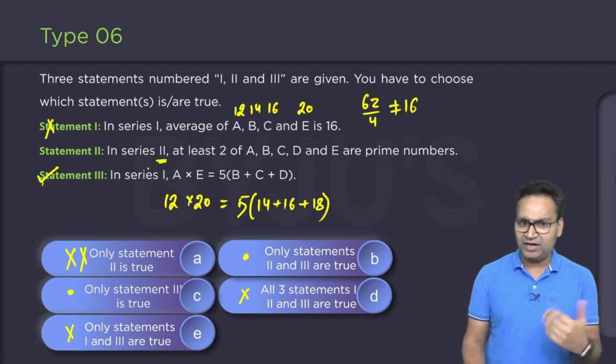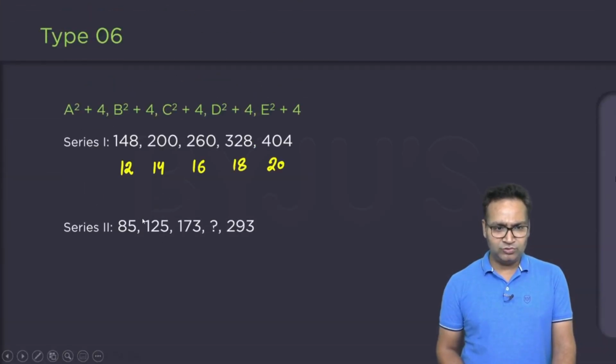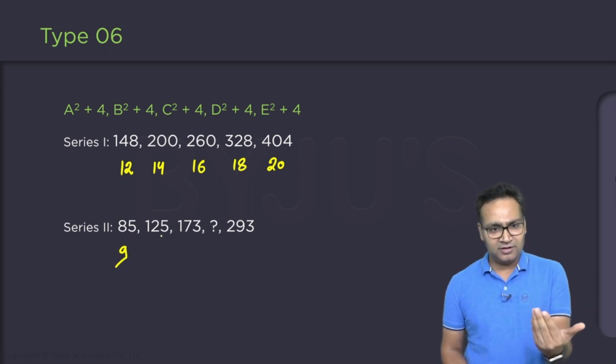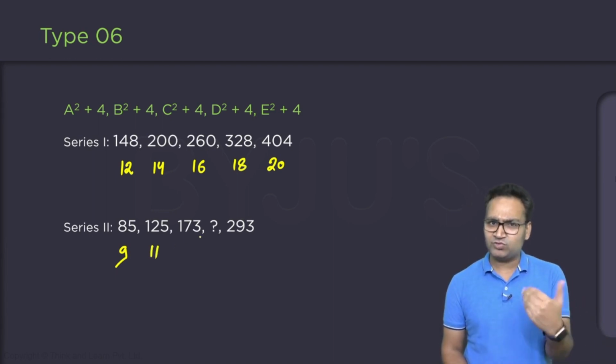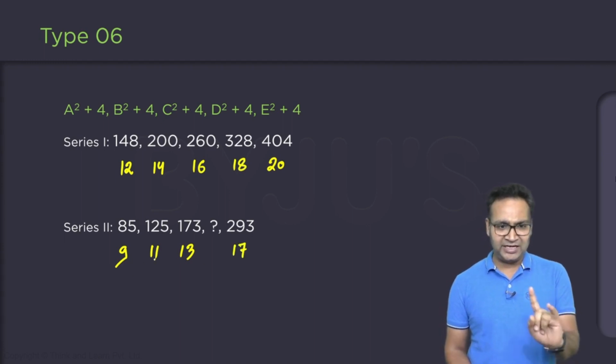So let's verify what series 2 is. Clear? For series 2, if you look at the pattern again, a square plus 4: 85 minus 4 is 81. It is 9 square. So A is 9. 125 minus 4 is 121. 121 is 11 square. 173 minus 4 is 169. So it is 13 square. This is 293 minus 4, 289. This is 17 square. If you look at this, 9, 11, 13.